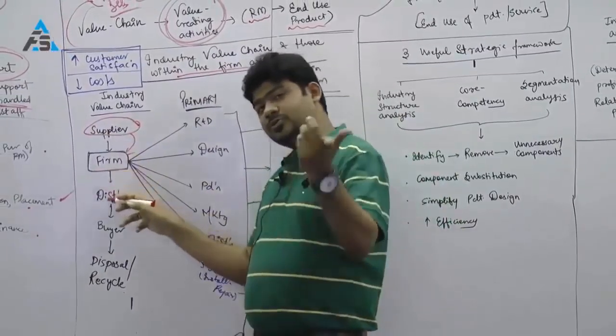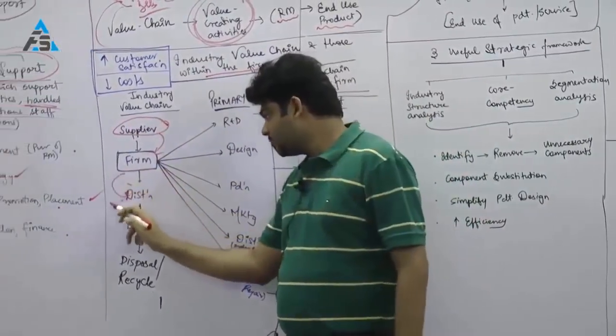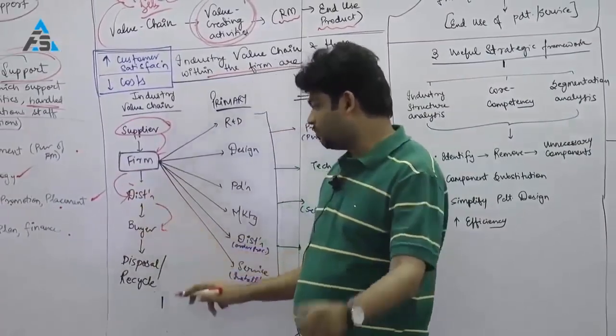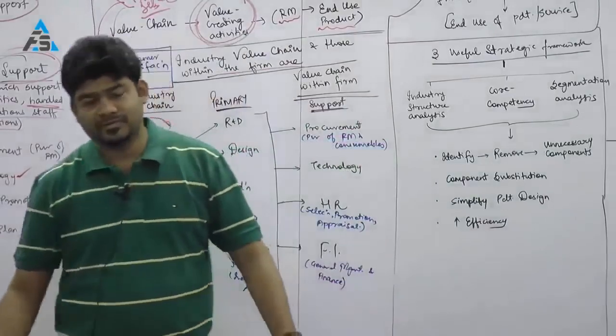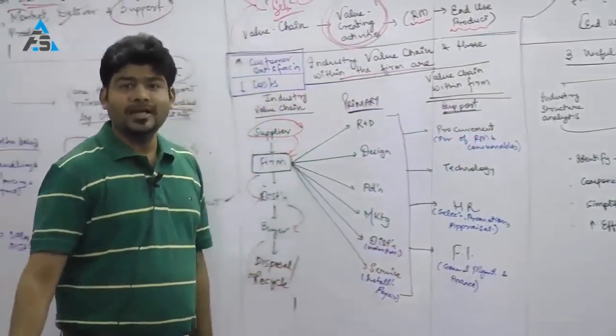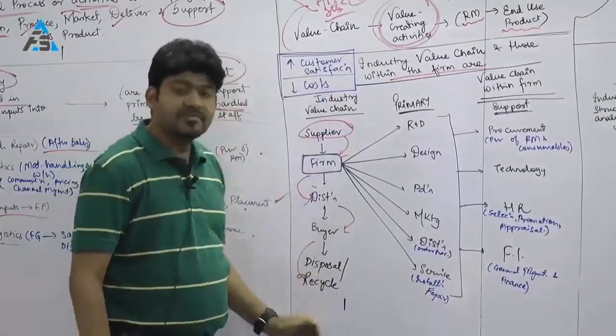फिर तुम, once you have completed the whole thing, you will give it to the distributor. Distributor से वो buyer को जाएगा, buyer के पास, say, either it will be disposed of, it will be recycled, as the case may be. So this is like the industry value chain.